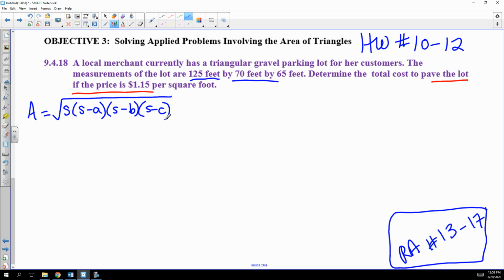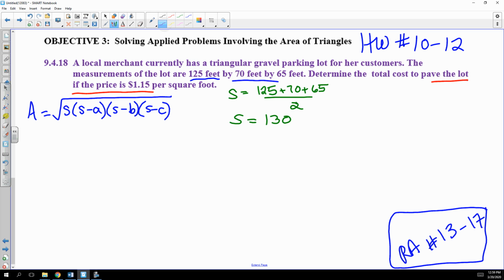Okay, so I'm going to go ahead and calculate what the semi-perimeter is first, which is each of the sides, 125 plus 70 plus 65, all divided by 2, because it's half the perimeter. So the semi-perimeter in this case is going to be 130.